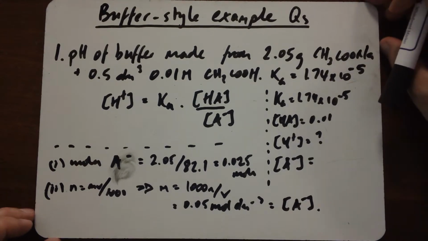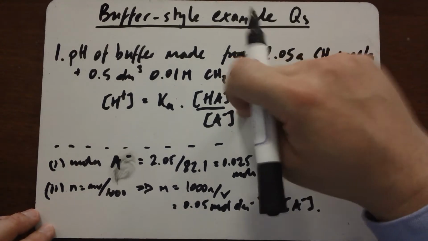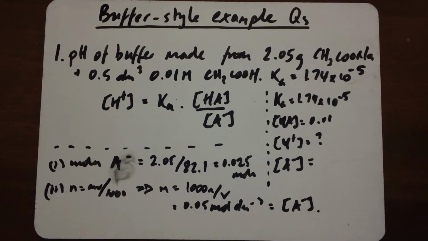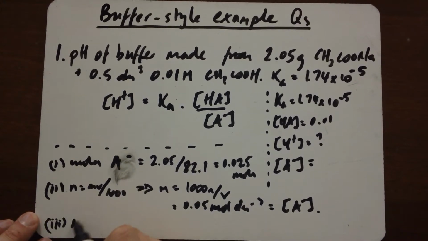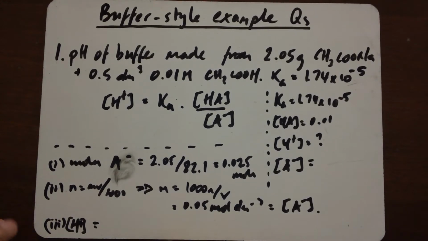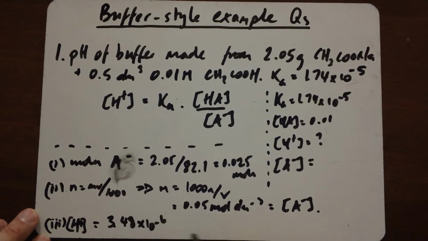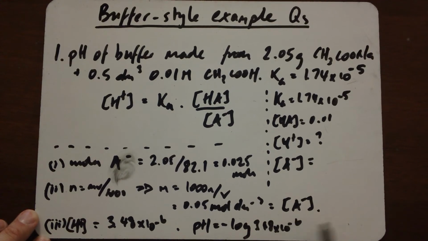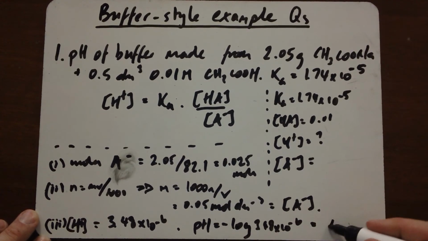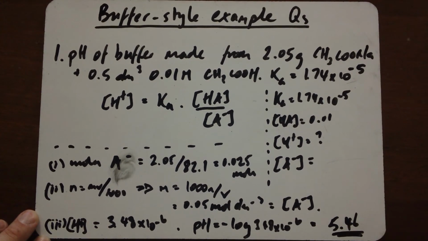What we then need to do is plug it into our Henderson-Hasselbalch equation, and we'll find out what the H plus concentration is, and we find out that it is equal to 3.48 times 10 to the minus 6. Last thing we do then is to work out the pH by using the minus log of 3.48 times 10 to the minus 6, and we find out that the pH is equal to 5.46.